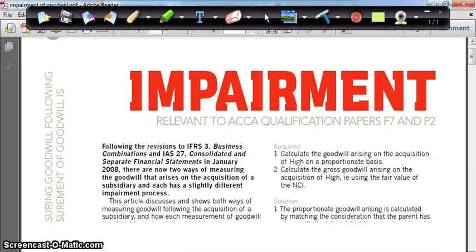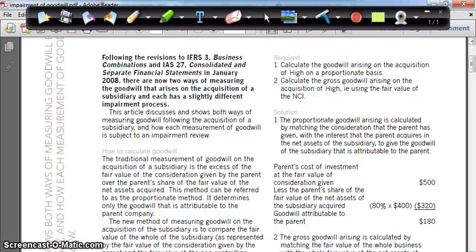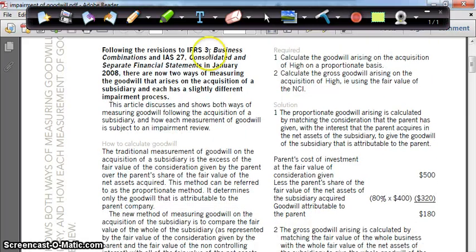There's the proportionate method, and then there's the new method, which is also known as the full method. Under the original method, the proportionate method, you took the goodwill as being the fair value of the consideration that was given by the parent for the parent's share in the fair value of the net assets. So basically you'd have this consideration and take away from that the fair value of the net assets, giving you the goodwill that was attributable to the parent.